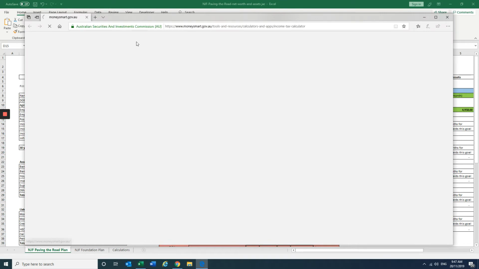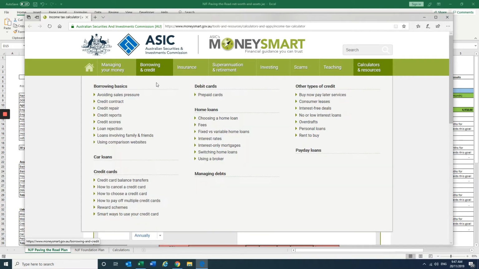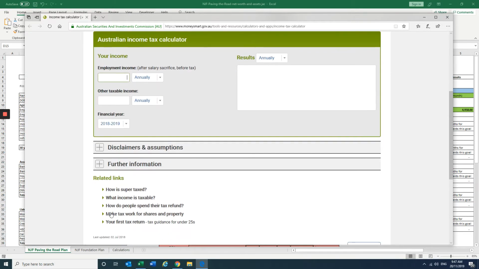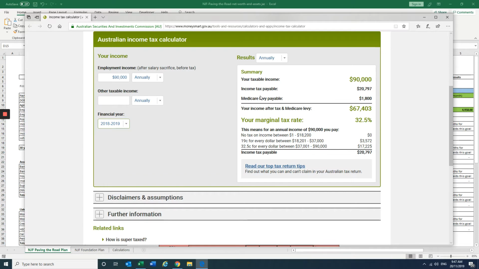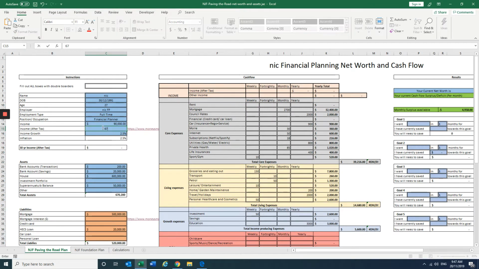an online tax calculator. This tax calculator is done by MoneySmart, which is hosted by ASIC, which is Australian Securities and Investment Commission. So it's a very reliable website, not only for just these simple calculators, but for anything relating to finance. So we'll see I will be taxed 20,000, and at the end I'll have 67,403. So I want to put that amount in here.